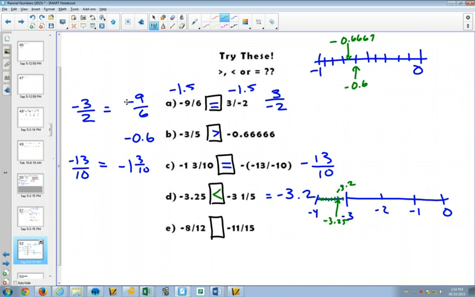This one, if we change these both to decimals, did someone do this earlier? 8 divided by 12, do you get negative 0.666 repeated? Yes? And 11 over 15. What happens when we do that on our calculator? Negative 0.73.